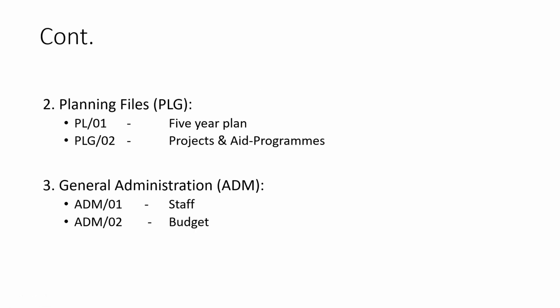Another example is planning files, which is abbreviated as PLG. PLG01 refers to the 5-year plan and PLG02 refers to project programs. Similarly, general administration is abbreviated as ADM. So ADM01 refers to the documents related to staff. ADM02 refers to the documents related to budget.